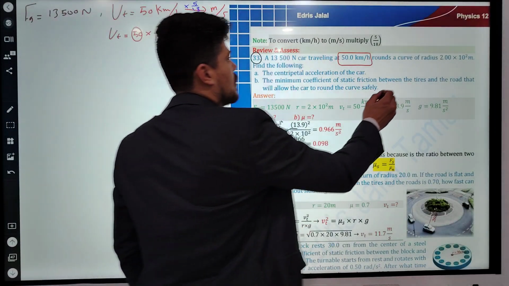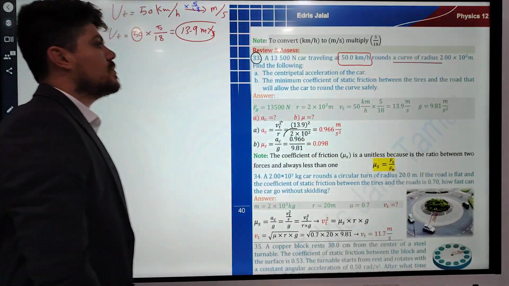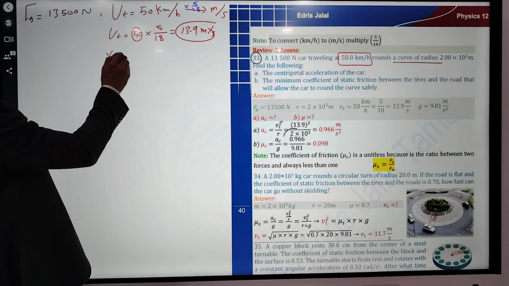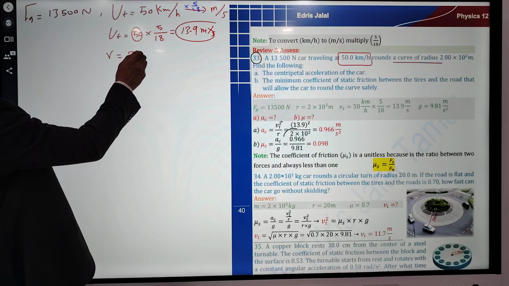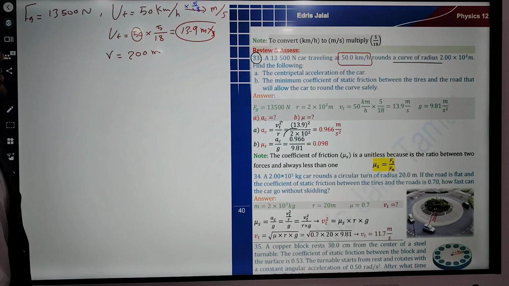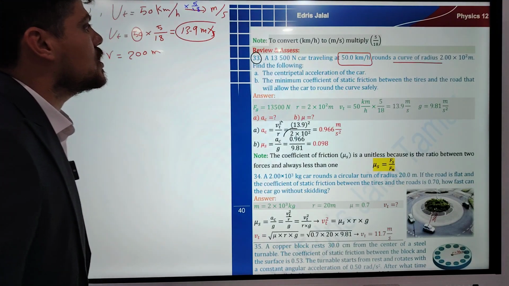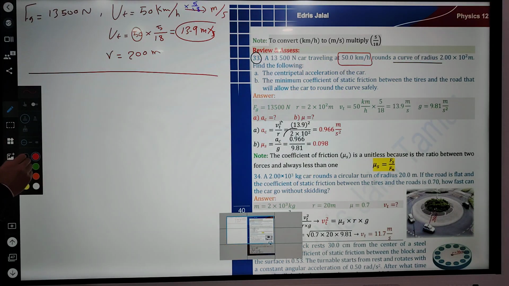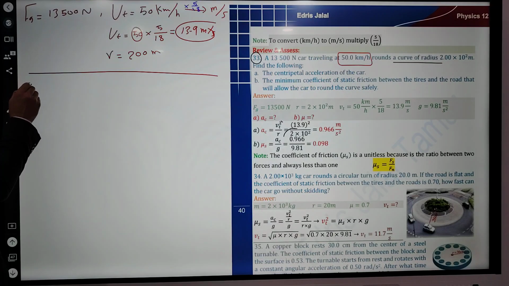You have to use this value of tangential speed round the curve of radius. The radius of this curve is given as 2 times 10 power 2 meter, which is equal to 200 meter. Find the following. Branch A: the centripetal acceleration of the car, ac. ac is unknown.